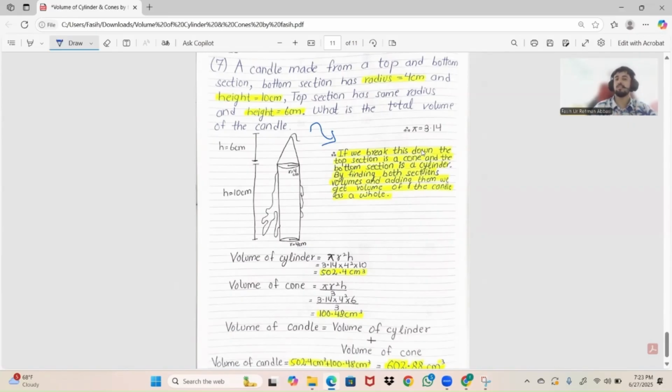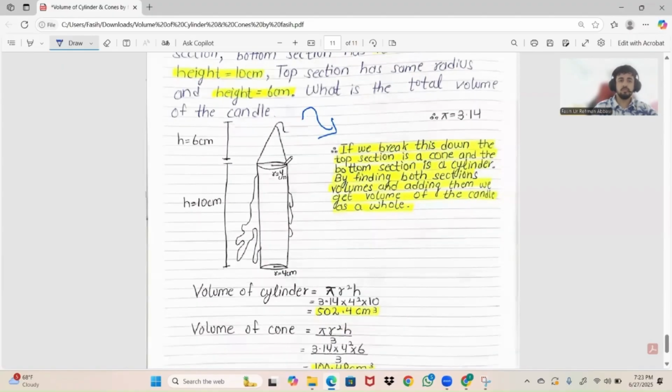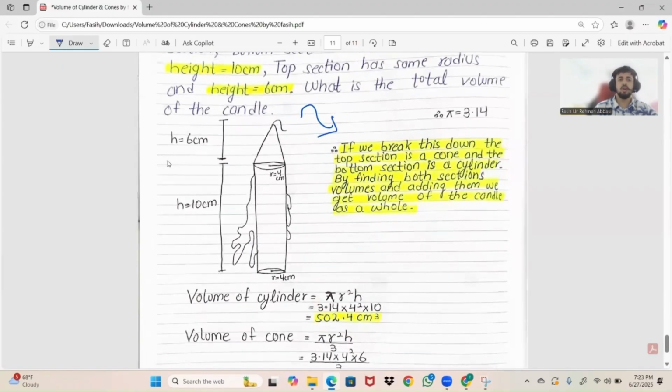And they asked just the volume of the candle, right? So I gave you the entities. They gave you the height of the cone, which is the top section, 6 centimeter. The radius of the top and the bottom is the same, and it should be because they both are attached to each other, right? It wouldn't make sense if it's not the same. So the height of the bottom section, which is the cylinder, is 10 centimeters.